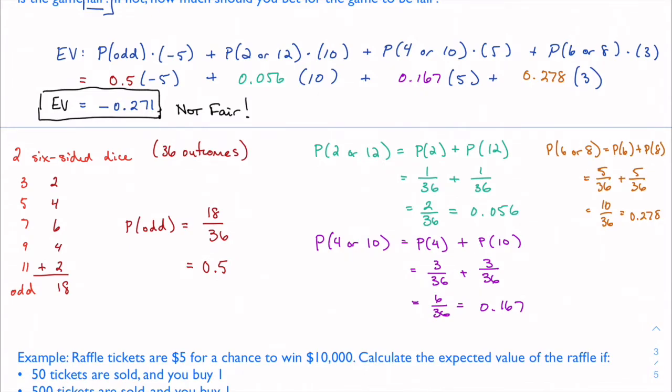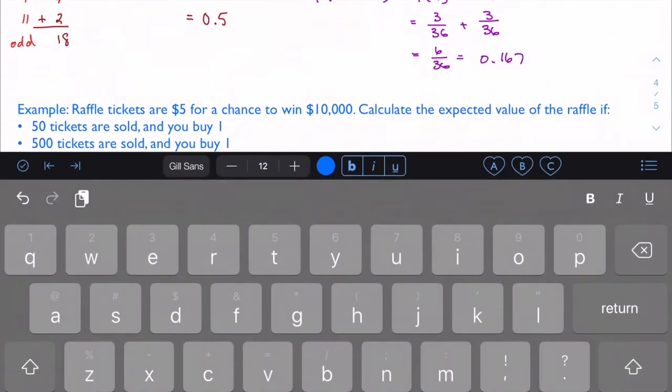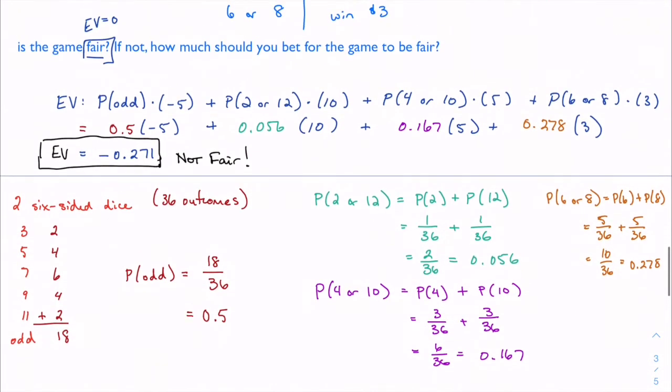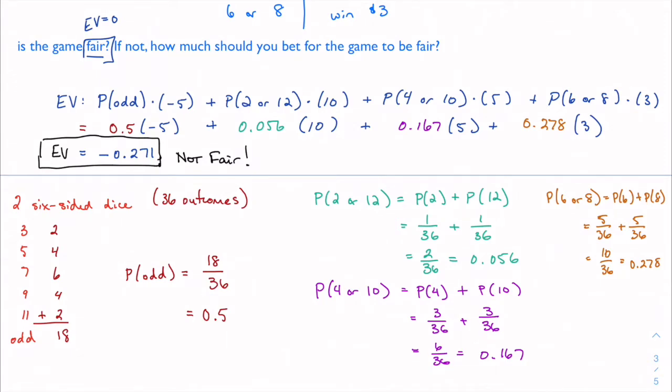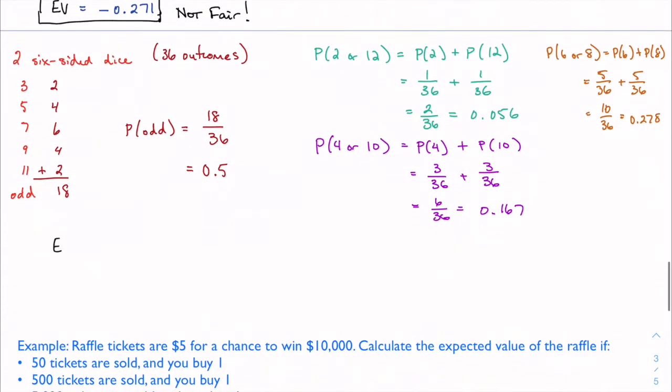Now, how much should I bet for the game to be fair? I just need to move this next problem down a little bit. So how much should you bet for the game to be fair? Well, where's my bet in this formula? My bet in this formula is right here. Right, this is my bet. And we have it written as a negative number because it's a loss, right? If I lose, I'm losing my bet. So I need my expected value to be equal to 0 for the game to be fair.